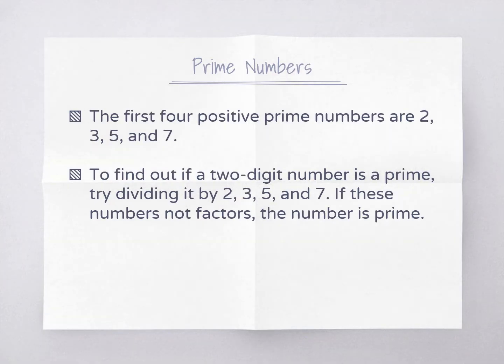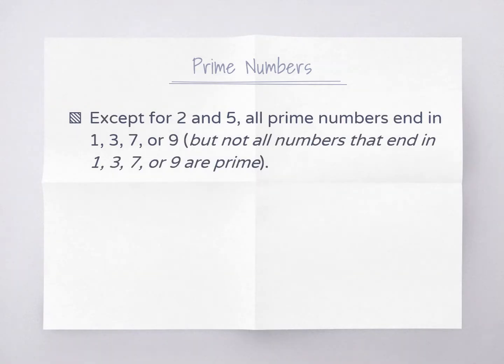The first four positive prime numbers are 2, 3, 5, and 7. To find out if a two-digit number is a prime, try dividing it by 2, 3, 5, and 7. If these numbers are not factors, the number is prime. Except for 2 and 5, all prime numbers end in 1, 3, 7, or 9, but not all numbers that end in 1, 3, 7, or 9 are prime.